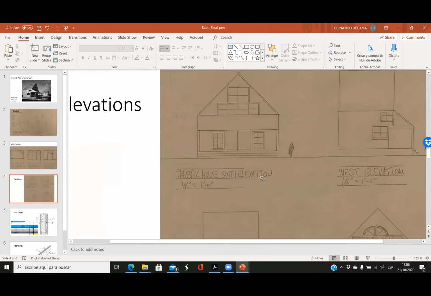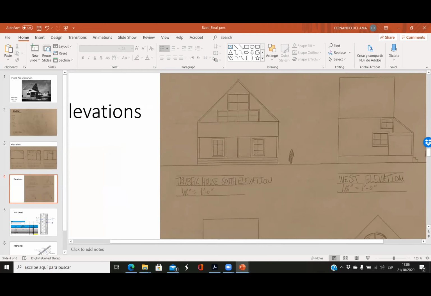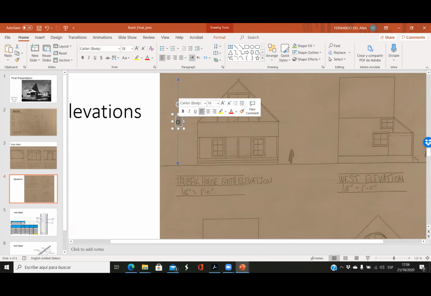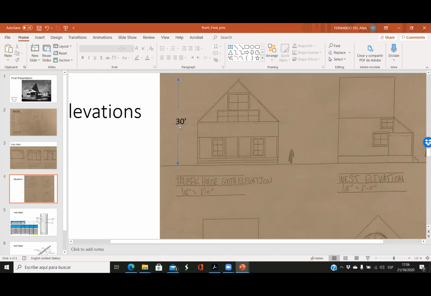Again, you have this scale here. We can have a graphic scale that will help, but if we're working with elevations, at least we need to know the total height of this building. So this is relevant. I don't know what the height is. Let's say 30 feet. But this is relevant.